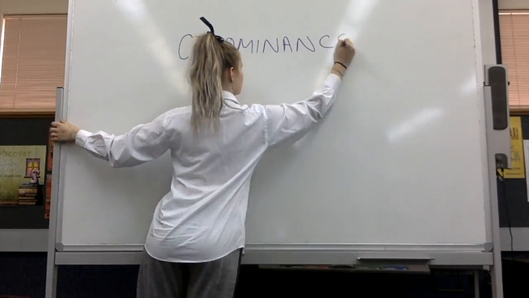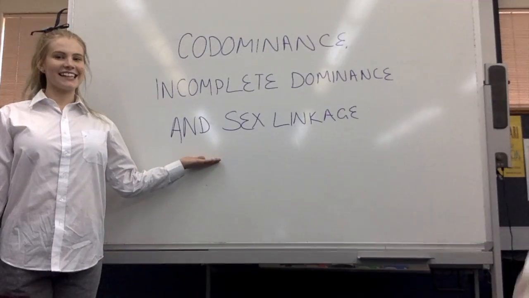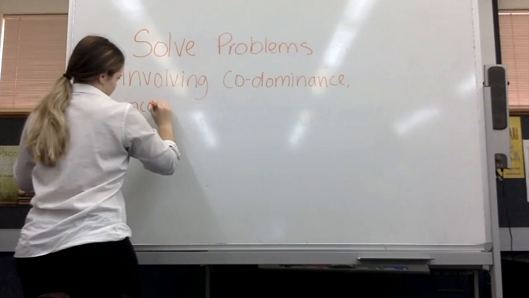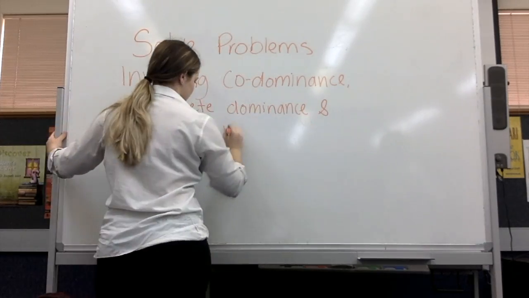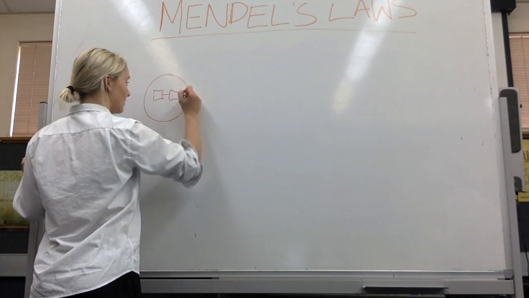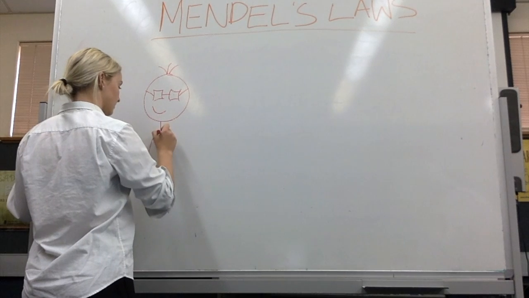In today's video, we will be discussing codominance, incomplete dominance, and sex linkage, with relevance to the dot point, solving problems involving codominance, incomplete dominance, and sex linkage. Gregor Mendel is known as the father of genetics. Through his work on pea plants, he discovered the fundamental laws of inheritance.